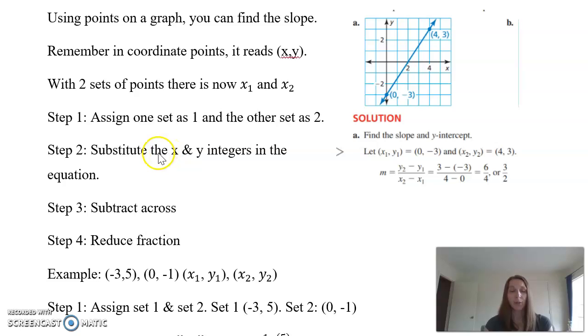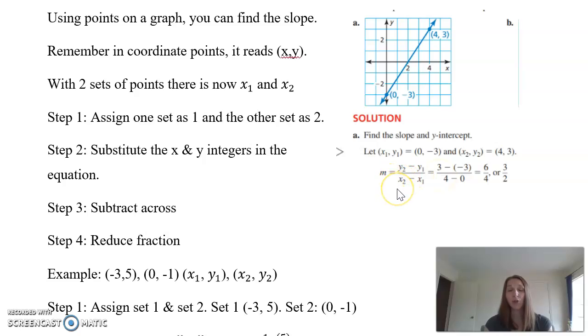Then we need to substitute the x and y integers into the equation. So our equation is m equals y2 minus y1 over x2 minus x1. Okay, so you're just taking these and inputting them in the correct spot. So what is y2? Well, y2 is 3. So you would put 3 minus, which one is y1? That's -3. That's why there are parentheses around -3. And then it remains the fraction mark.